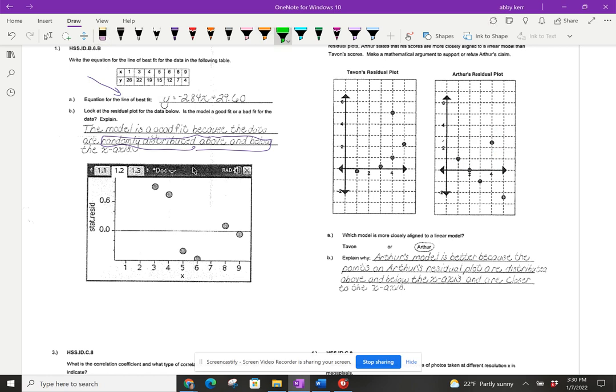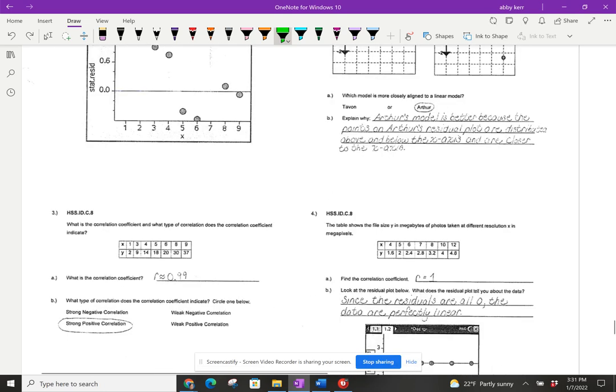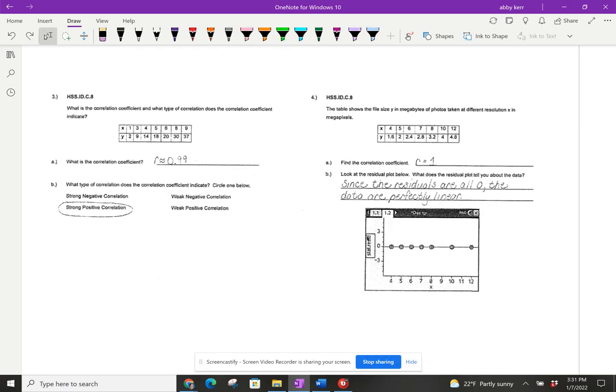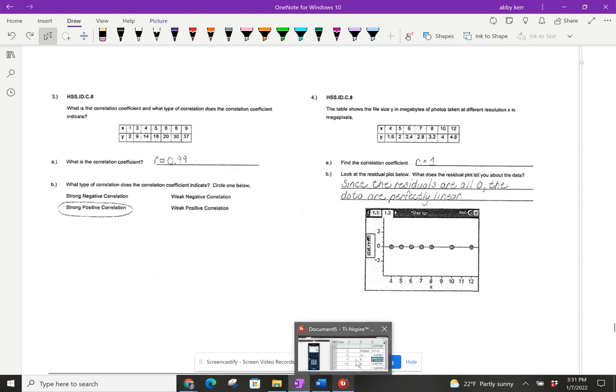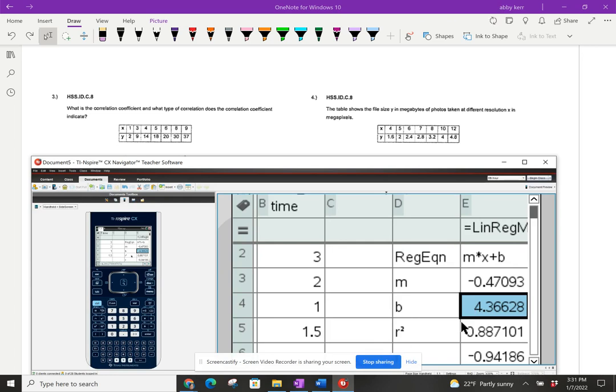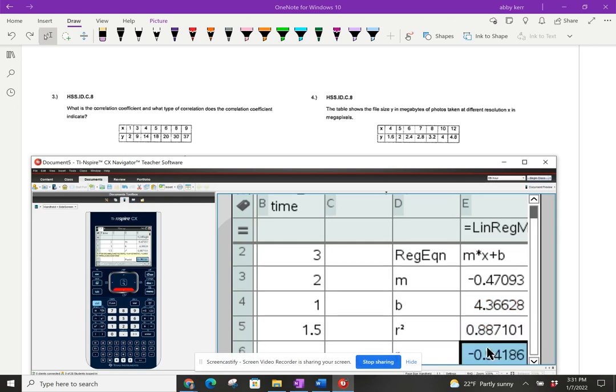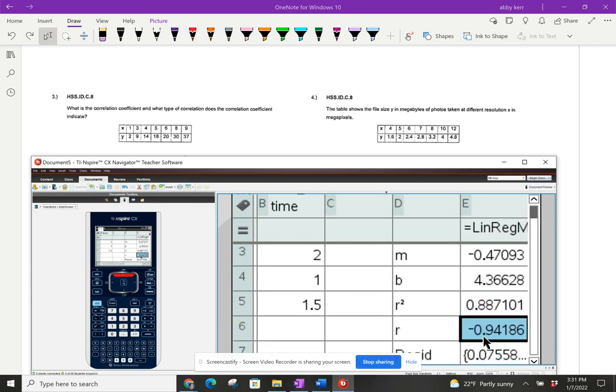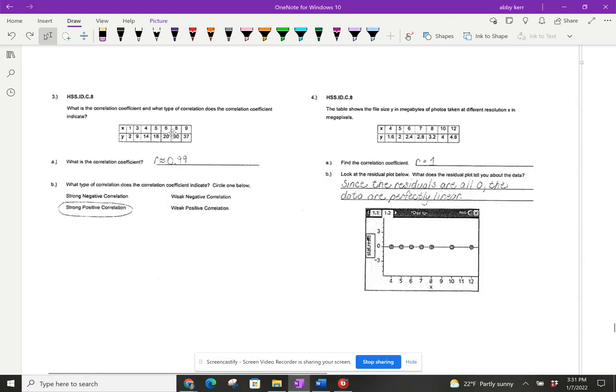But you really want to look. We have all these points above, but we don't have any below. So Tavon's did not work. For number 3, I'm not going to do this data, but just to show you, you find the R when you're on this screen right here. So when you enter the data, R is about 0.99.